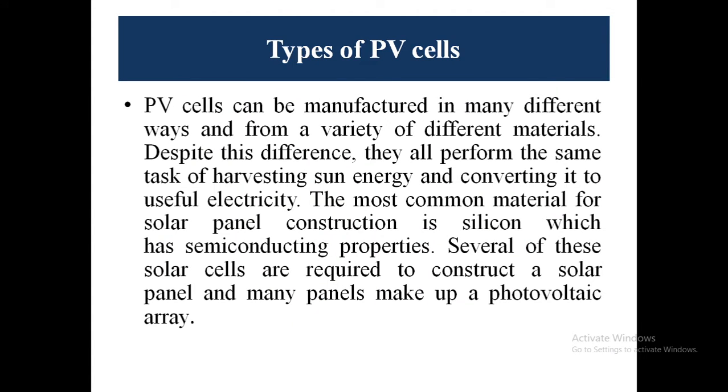Now we have different types of photovoltaic cells which can be manufactured in different ways, and from a variety of different materials also. But despite these differences, they perform the same task of using the sun's energy and converting it into useful electrical energy. The most common material we have already seen is silicon, which has a semiconducting property. It is a semiconductor with a band gap, and several of these solar cells are required to construct a solar panel, and many panels together make up a photovoltaic array.